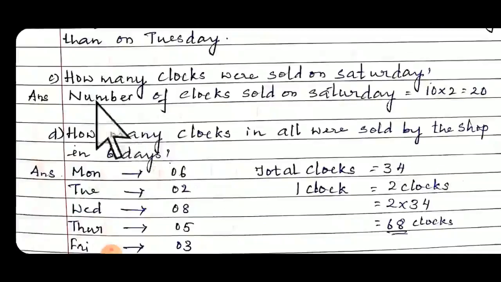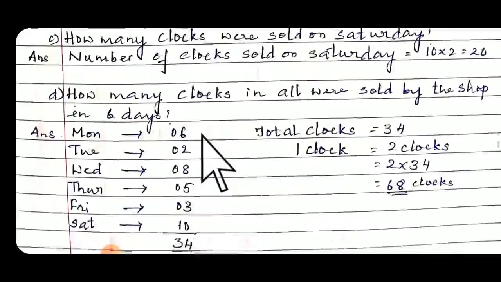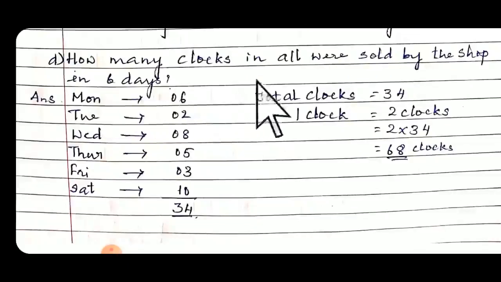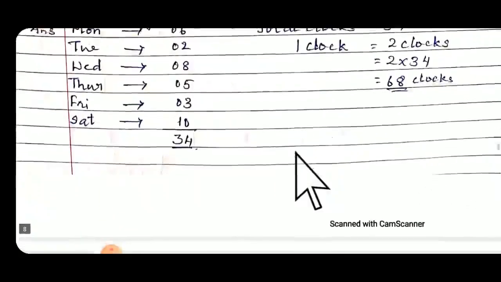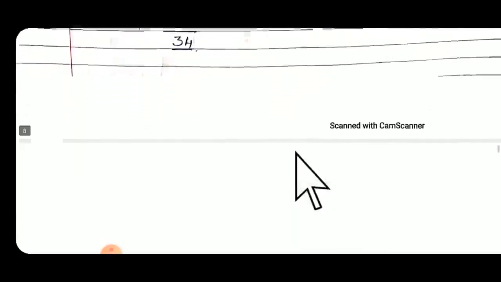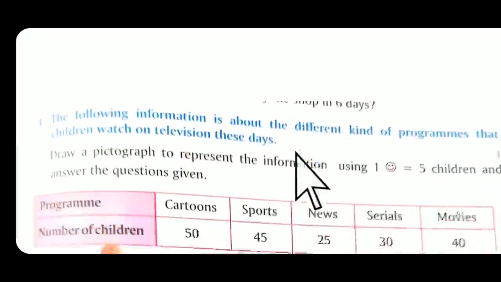Then C. How many clocks were sold on Saturday? Number of clocks sold on Saturday were 10 and it is to be multiplied by 2. So in total it is 20 clocks they have sold on Saturday. Then how many clocks in all were sold by the shop in 6 days? That is Monday, how many were there? 6, Tuesday 2, Wednesday 8. Altogether you have to add, and the total is 34. 1 clock is equal to 2 clocks, as given in the pictograph below. So 34 gets multiplied by 2, it will be altogether 68 clocks were sold in a week.